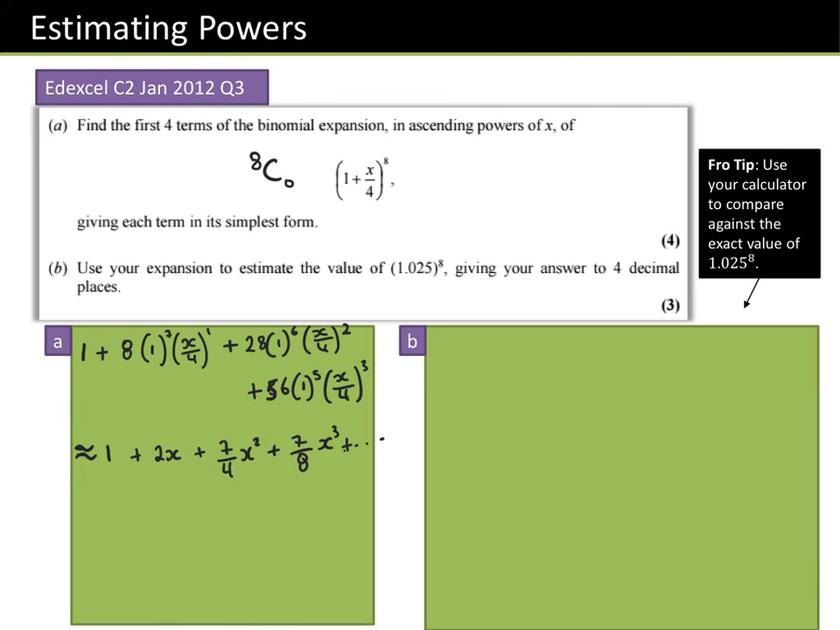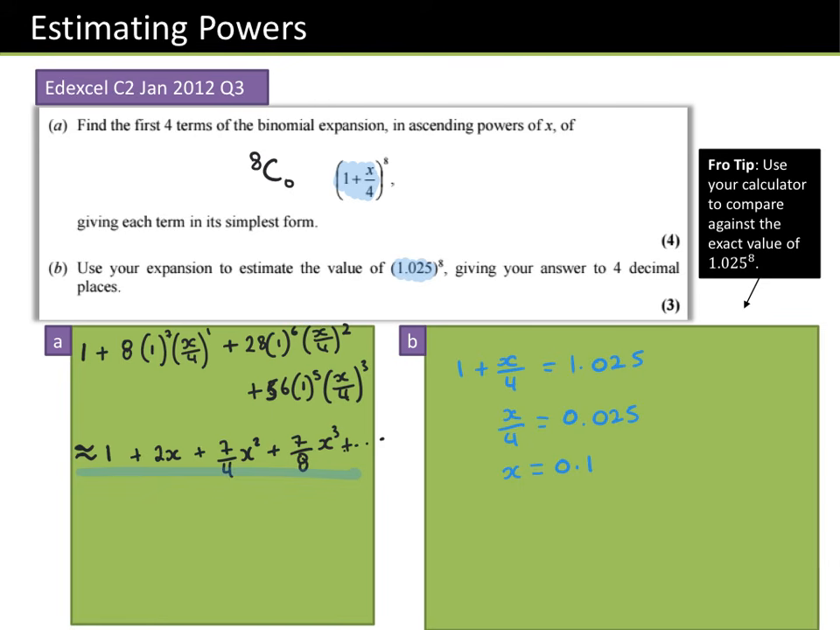Now, the next part says use your expansion to estimate the value of 1.025 to the power of 8. So this means we've got to use what we've done. Now, 1 plus x over 4 must equal 1.025. So that means x over 4 equals 0.025. So x equals 0.1.